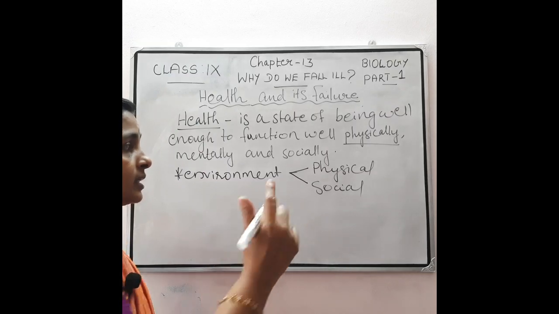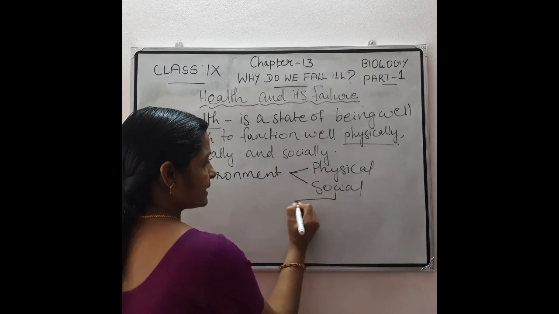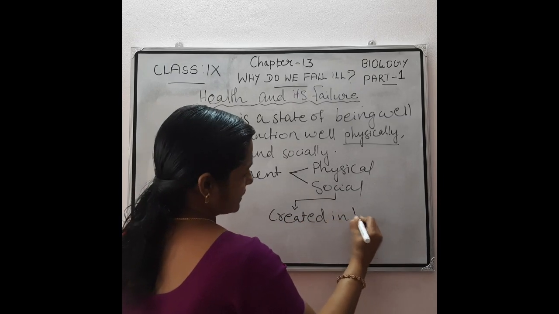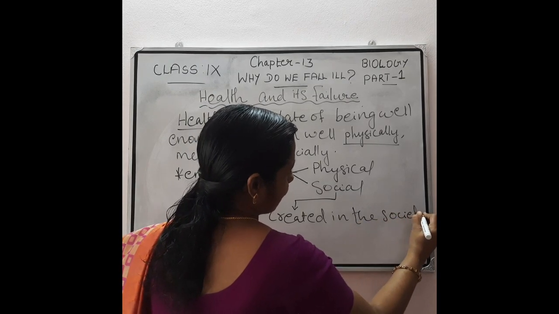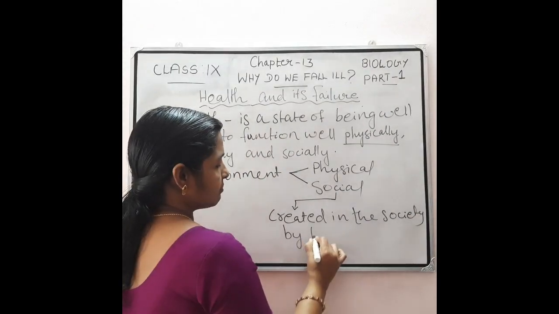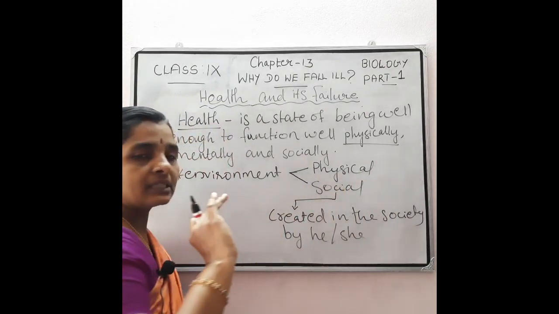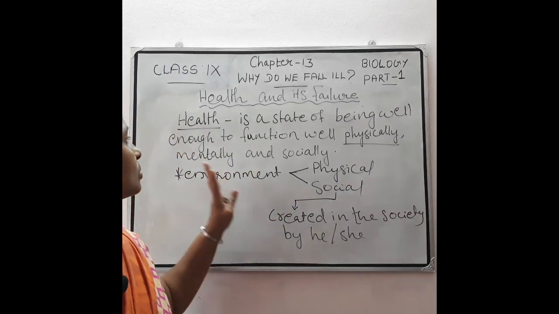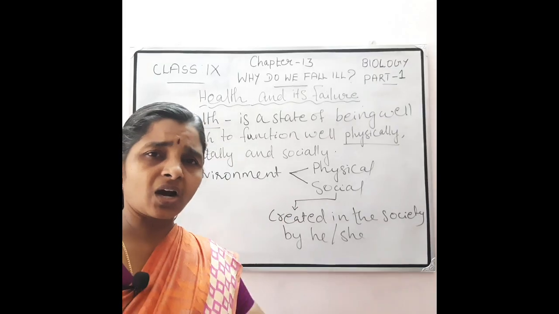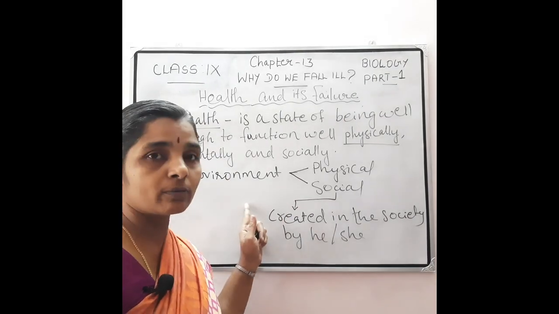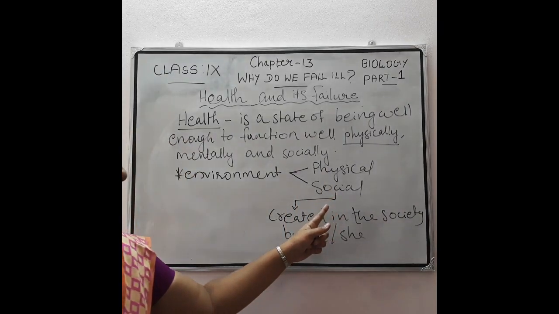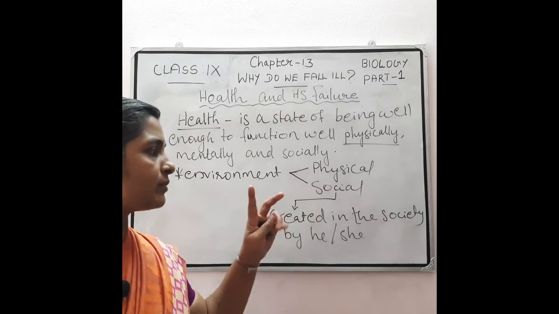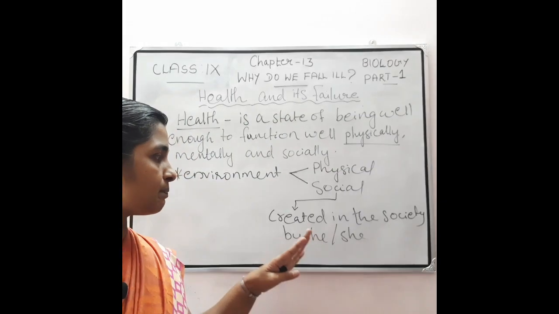Then what is the social environment? It is created in the society by that particular person. So the health of a person, not only a person but all organisms, depends upon their environment. That environment includes the physical environment and the social environment. The physical environment includes flood, drought, cyclone, etc. The social environment is created by that particular person.